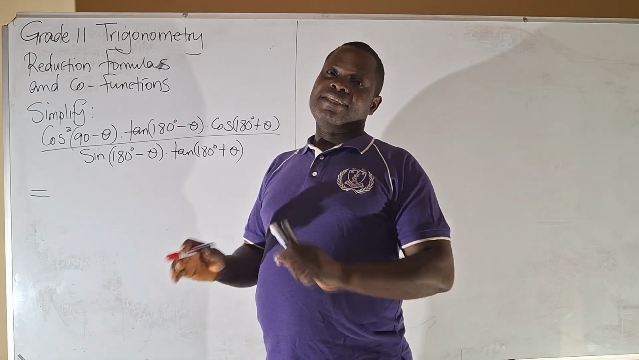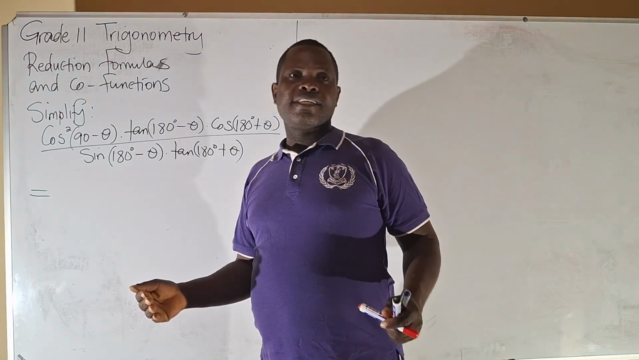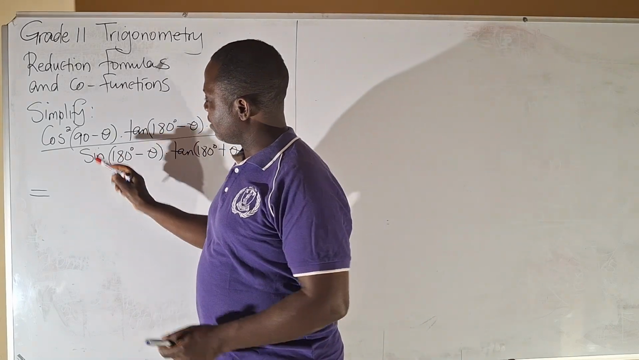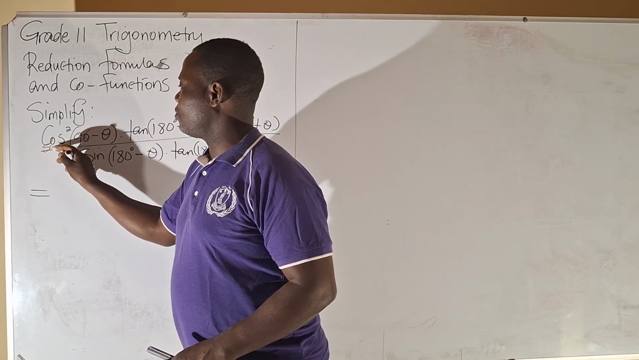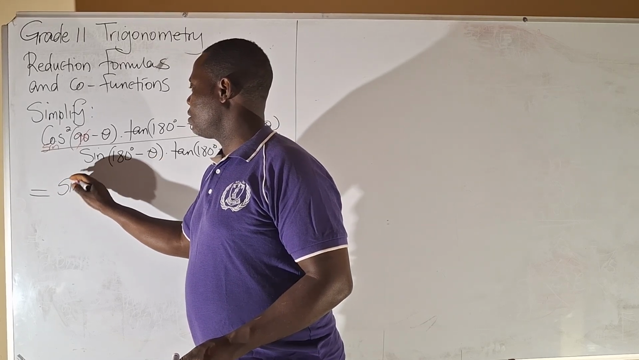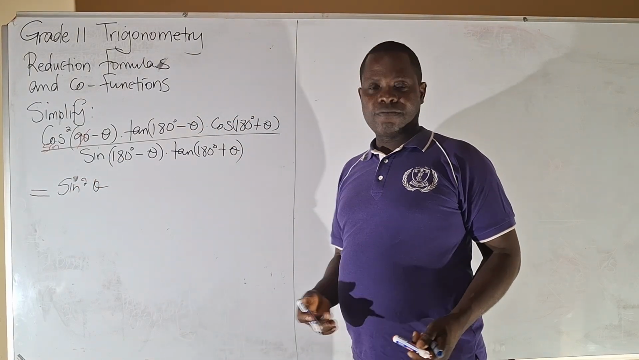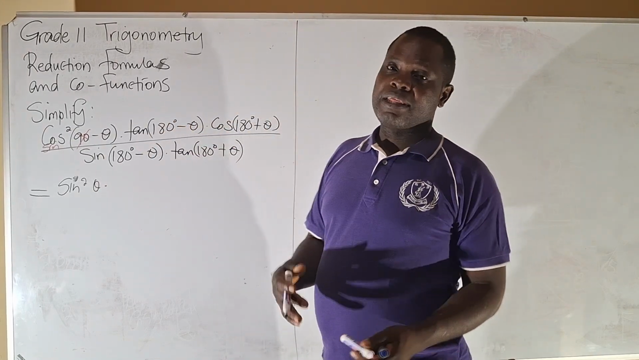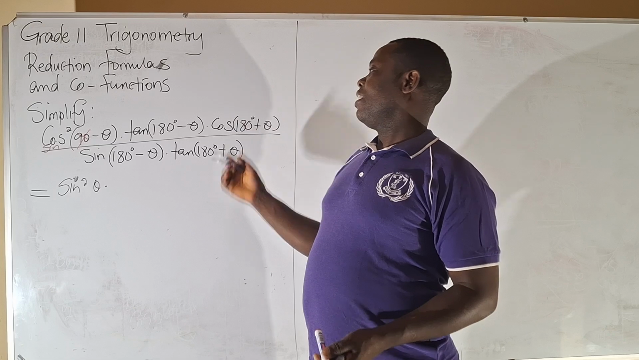90 degrees, there is nothing to think about. It is a co-function. 90 plus theta or 90 minus theta. So that means the 90 falls away and the cos changes into sine. So the first one is sine squared. This is sine squared theta. I have applied co-function.